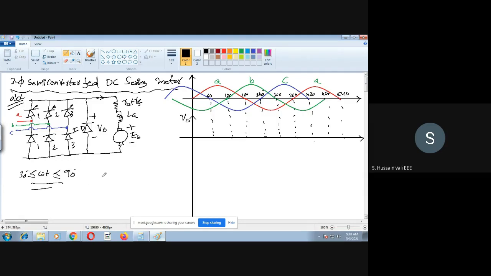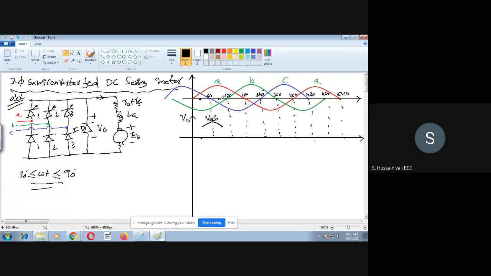For this first 60 degrees duration, from this point to this point, we have seen in the last class that phase A is the highest value whereas phase B is the lowest value. Then what we get is VAB, something like this. So this is VAB.